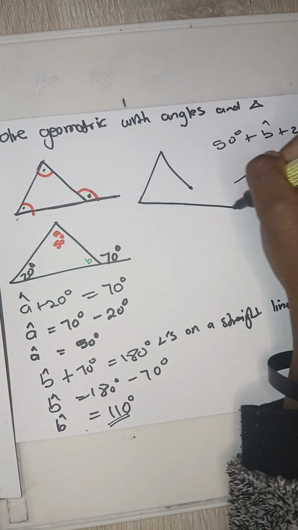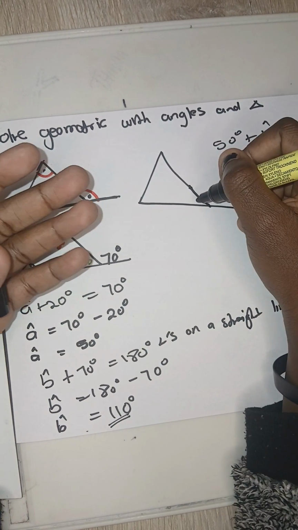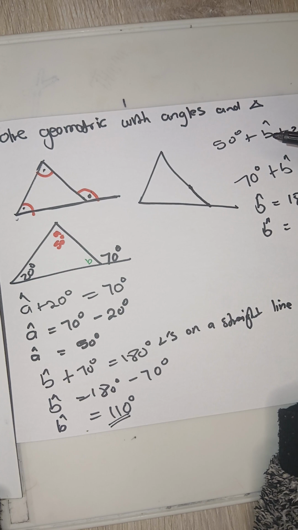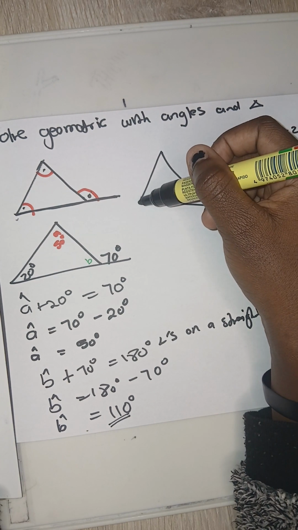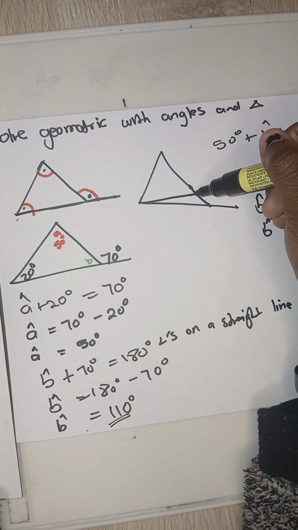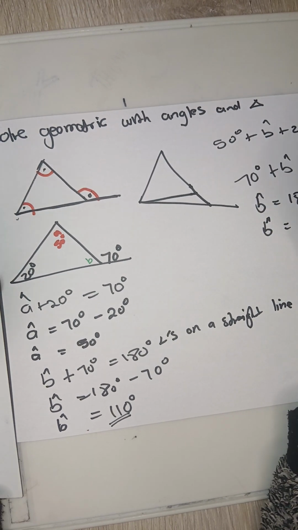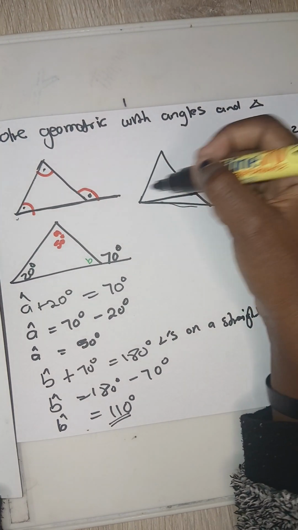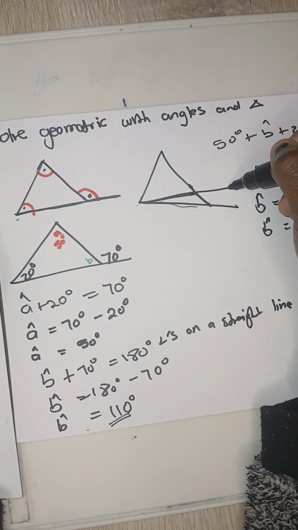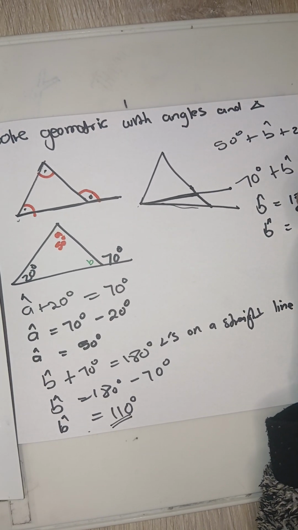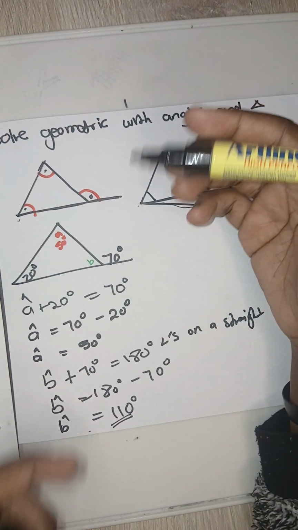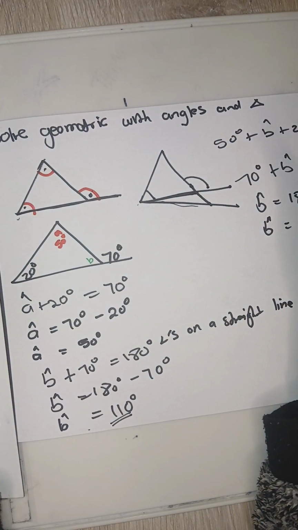Let me say it's drawn like this. Can you see this? We can't use this one, we can't. Or maybe it's drawn like this. Or we can use exterior angles of a triangle, because this line is not a base. We only use it if the base of a triangle is straight like that. That is where you can use the exterior angle of a triangle. Yeah. So let's proceed.